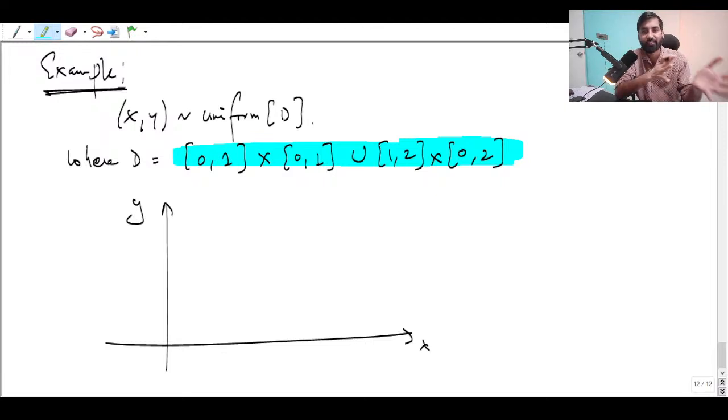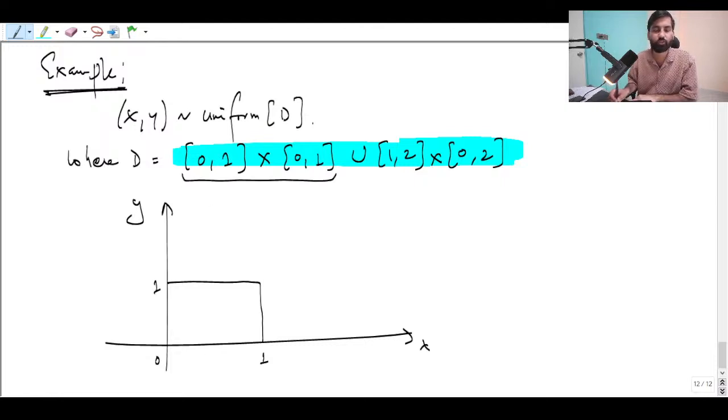Inequality, meaning, for example, X is lying between 0 to 1, and Y is lying between, you can say, 0 to 2, like this. So first is the unit square, 0 to 1, 0 to 1. You can say this is the unit square, 0 to 1, 0 to 1. Next is 1 to 2. So X is changing from 1 to 2 and Y is changing from 0 to 2, right? So you can say that this is the picture.